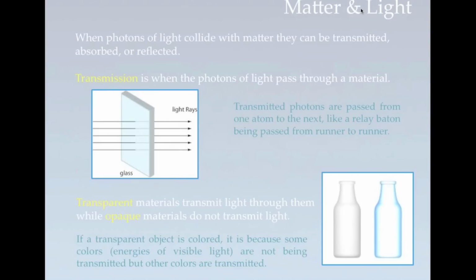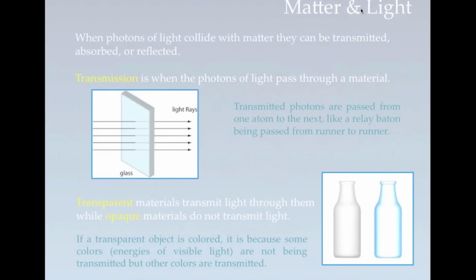The other options for light, if it's not transmitted, for opaque materials, can either absorb the light or reflect the light. Reflecting the light is literally just having the light bounce off that material, and absorption is when the light rays are absorbed into the atoms as heat. And this doesn't happen with all rays for all materials.